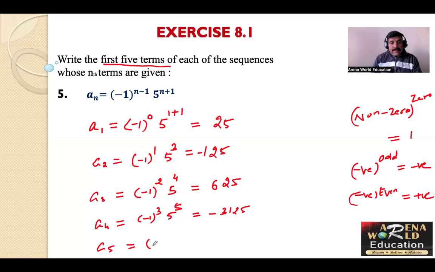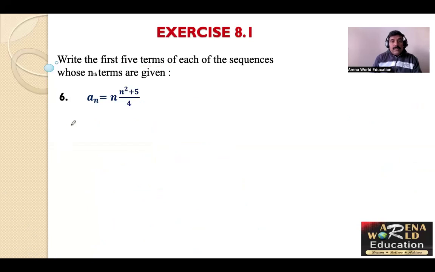So now A5. A5 will be what? Minus 1 raised to power 5 minus 1, 4, and 5 raised to power 5 plus 1. It is 6. So negative raised to power even, first of all, so it is positive, and 5 raised to power 6 will be, yes, 15,625. So in this way, you can find all the required 5 terms of this sequence. So let us move to another question.